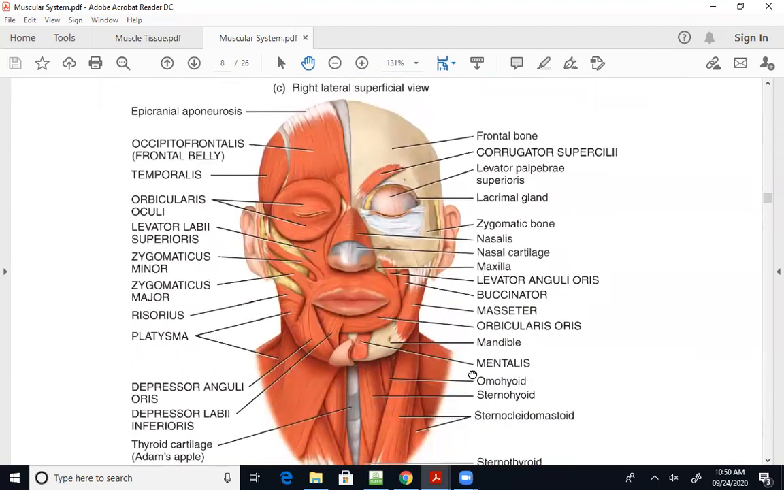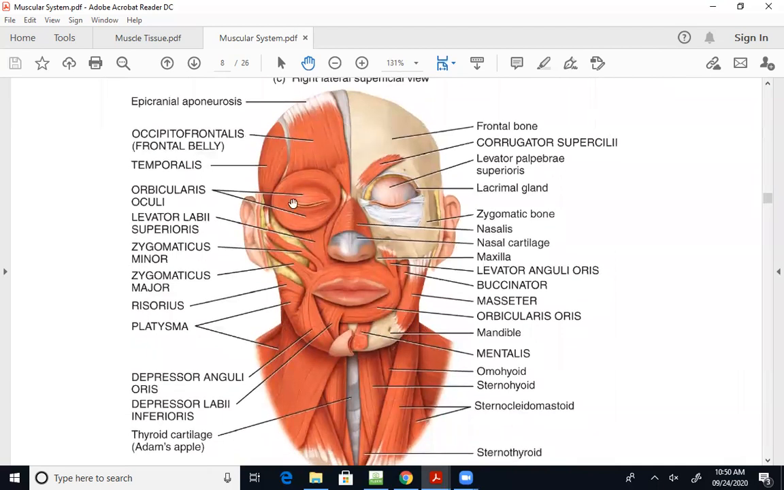All right, we've kind of got 2 parts to this illustration. On the right side of the face, left side of the image is a superficial view. And then we've removed some of the muscles on the left side of the face to show the deeper muscles. So starting at the top, epicranial aponeurosis again, frontalis again, temporalis again, orbicularis oculi, zygomaticus minor and major, and platysma.